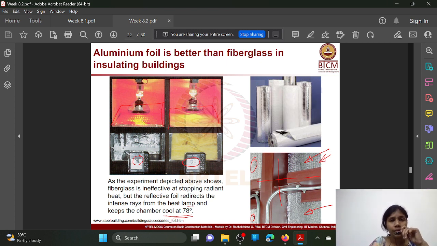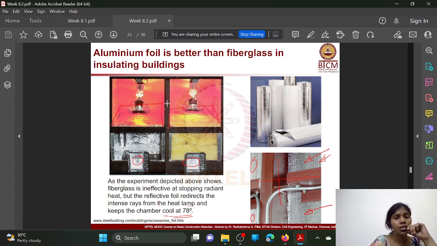And this is an experiment showing the aluminium insulating capacity. See, when there is no coating of aluminium insulation, because of the increase in temperatures, the surface temperature also increases. But as the experiment depicted above shows, fiberglass is ineffective at stopping radiant heat, but the reflective foil redirects the intense rays from the heat lamp and keeps the chamber cool at 78 degrees Celsius. Even at 78 degrees Celsius, the chamber is cool here because of the reflective nature of the aluminium.